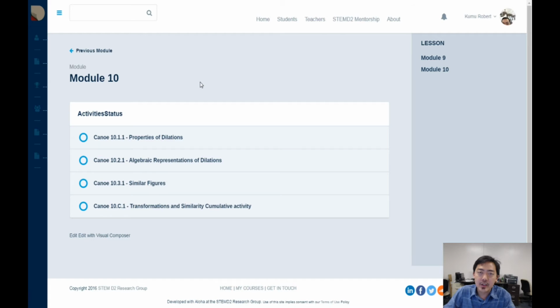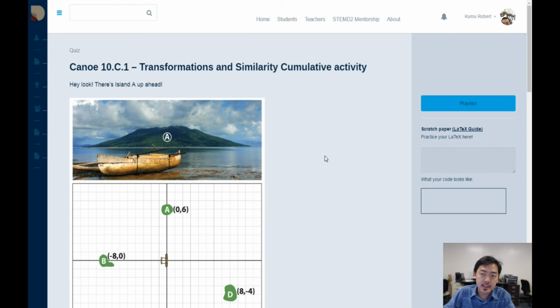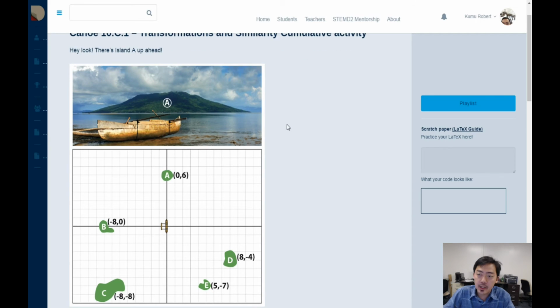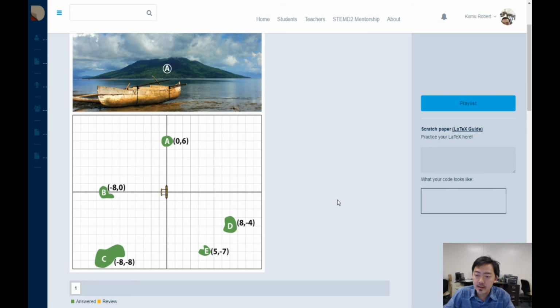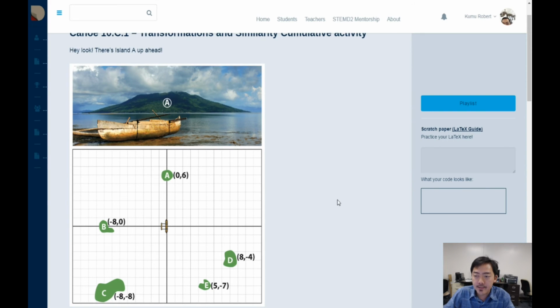Alright, welcome back. Let's go on to our last activity, Canoe 10.C.1. This is the cumulative activity for Module 10. So here we are looking at an island that's up ahead. On the map, this island is at the coordinates 0, 6. If we are at the origin, then that means this island is 6 units away. However, in real life, this island is actually 3,000 feet away.